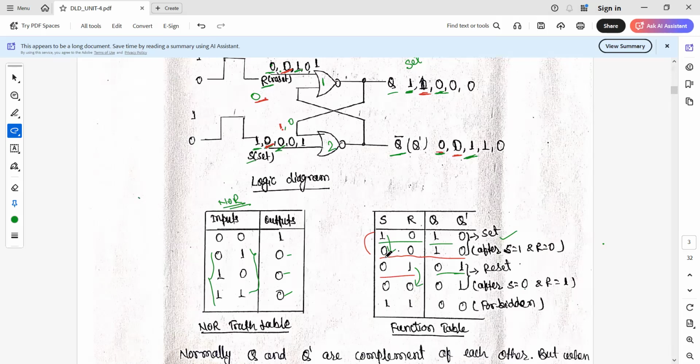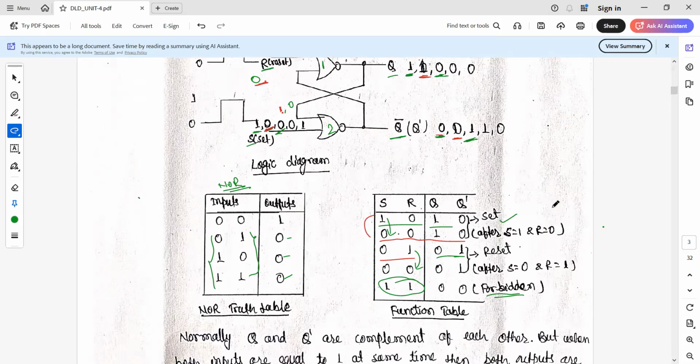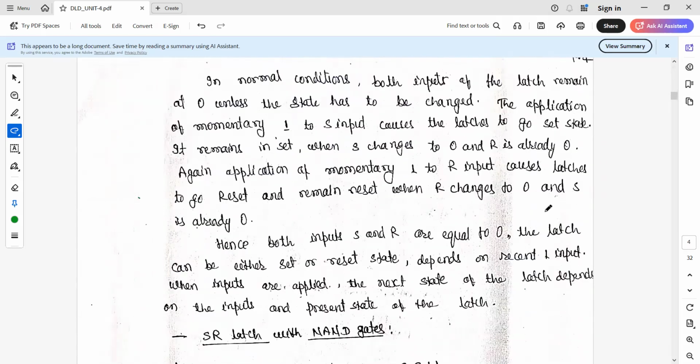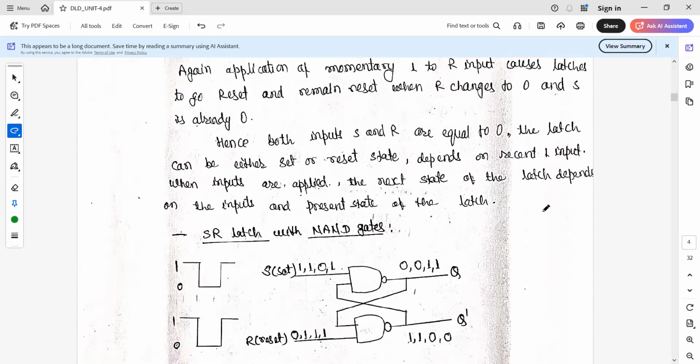So that's why when we have 0, 0, there is no change. Whatever the previous condition was, either set or reset, it stays there. Now we have another combination, 1, 1. If both inputs are 1, then you can see that both NOR gates will have output 0. So that is called the forbidden condition. Normally, the SR latch in default should have both inputs as 0, 0. Later we will see the function table, where we write this as no change. So this is the operation of the SR latch with the help of NOR gates.